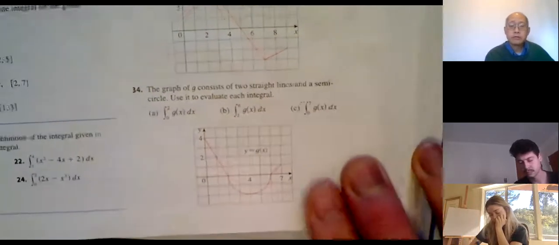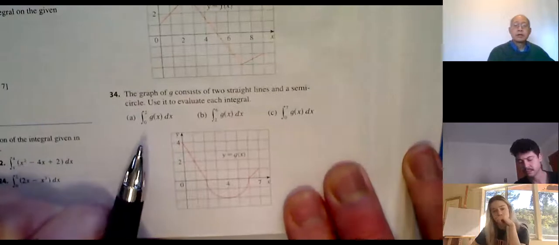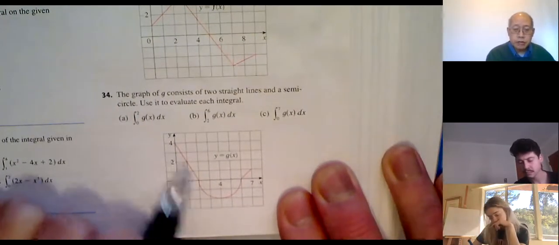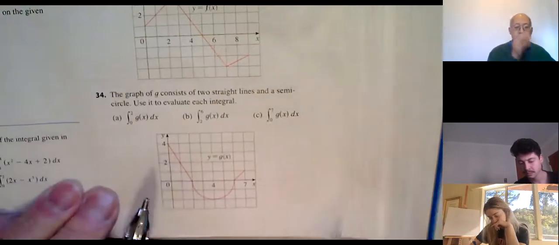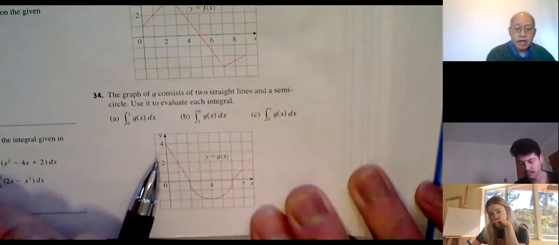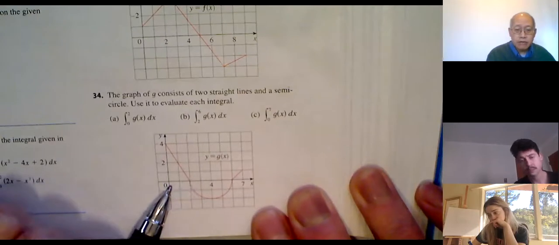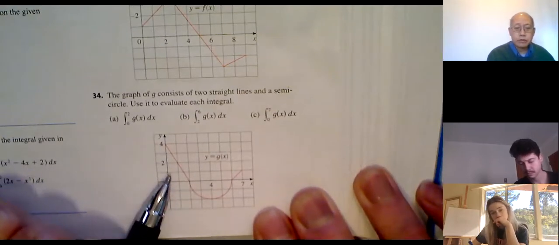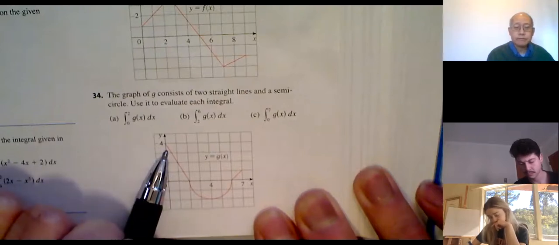34. Integral from 0 to 2. I got this triangle. Positive. So 1/2 base times height. 1/2 of 2 times 4 is 4. So the answer to A is 4.